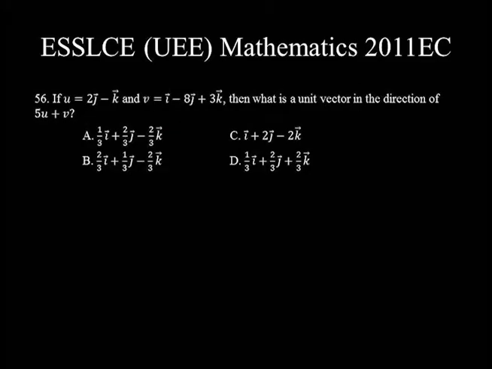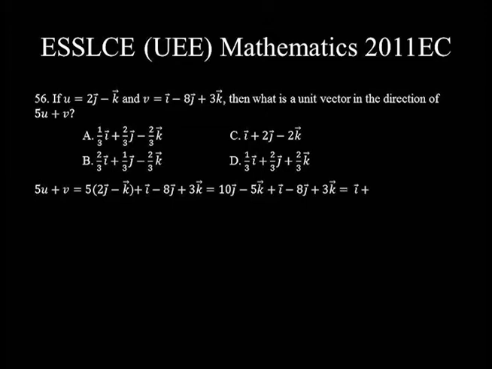Question number 56. If vector u is equal to 2j minus k and vector v is equal to i minus 8j plus 3k, then what is the unit vector in the direction of 5u plus v? Let's determine the vector 5u plus v, which is equal to 5 times (2j minus k) plus (i minus 8j plus 3k), which is equal to 10j minus 5k plus i minus 8j plus 3k, which is equal to i plus 2j, since 10 minus 8 is 2, and negative 5k plus 3k is minus 2k. Let's represent this vector by w.